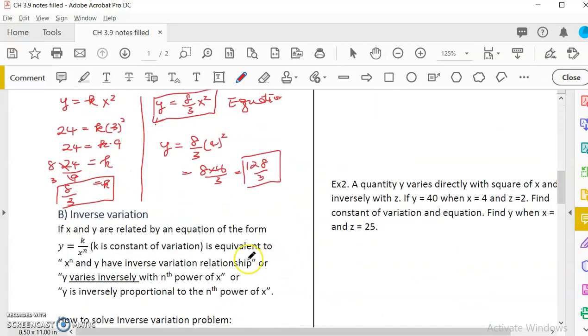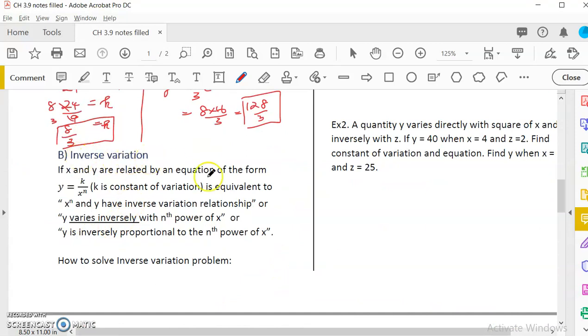The second variation is called inverse variation. Usually, in inverse variation, when x goes up, y goes down, and the relationship can be written as y equals k, instead of times x to the n, divided by x to the n. We call this an inverse variation relationship, or inversely proportional.